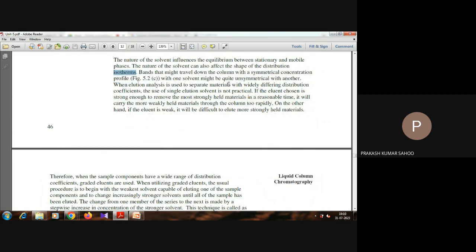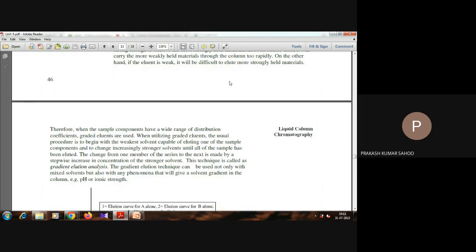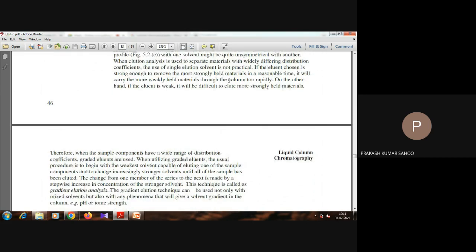Then with one solvent the band might be unsymmetrical when elution analysis is used to separate materials with widely differing distribution coefficients. This distribution coefficient depends on the attachment of the component to the solid phase, and this depends on the polarity of the component. The use of a single elution solvent is not practical if the eluent chosen is strong enough to remove the most strongly held material in a reasonable time. It will carry the more weakly held material through the column too rapidly.